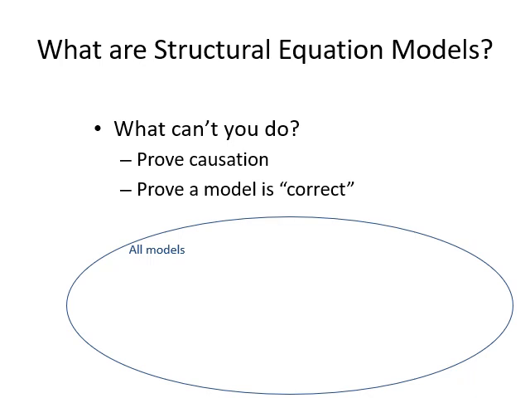So, what are structural equation models? What can't you do? You can't prove causation, and you can't prove that a model is correct. Basically, every time you run a structural equation model, you are making choices. You are basically looking at an enormous number of correlations and intercorrelations and intracorrelations. And therefore, you can look for themes, you can look for patterns. You really can't get to causation with a structural equation model.